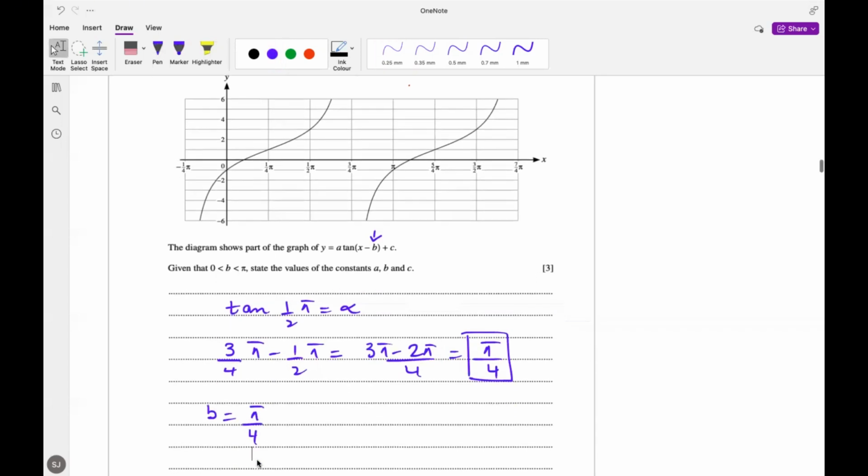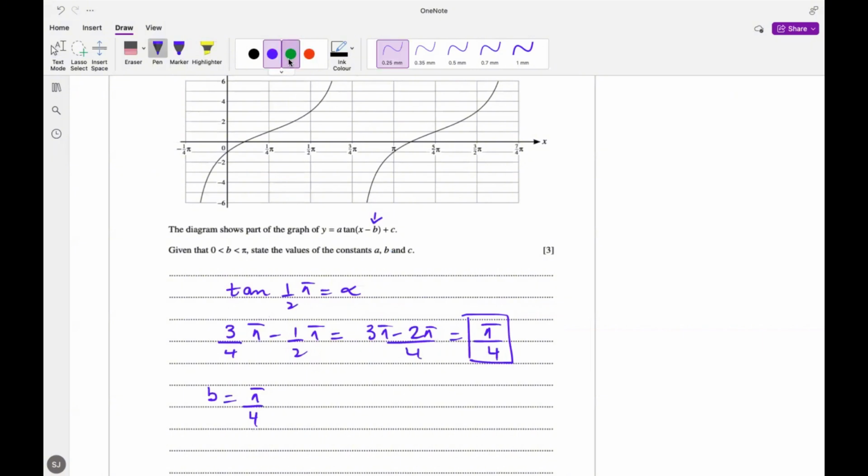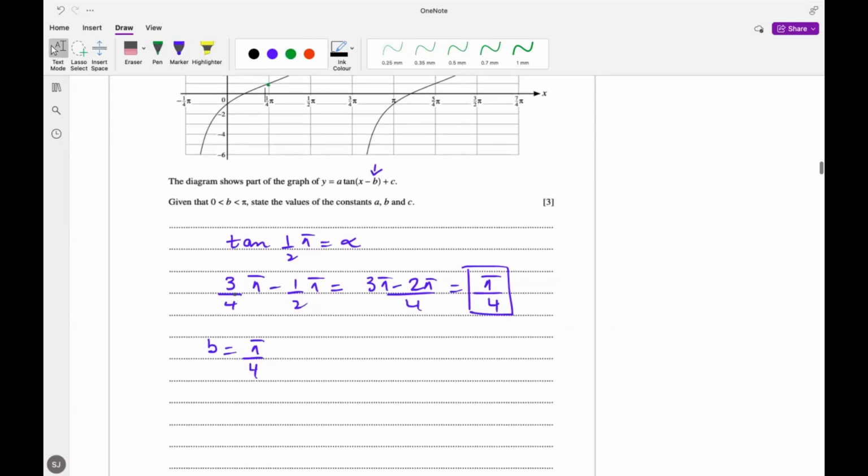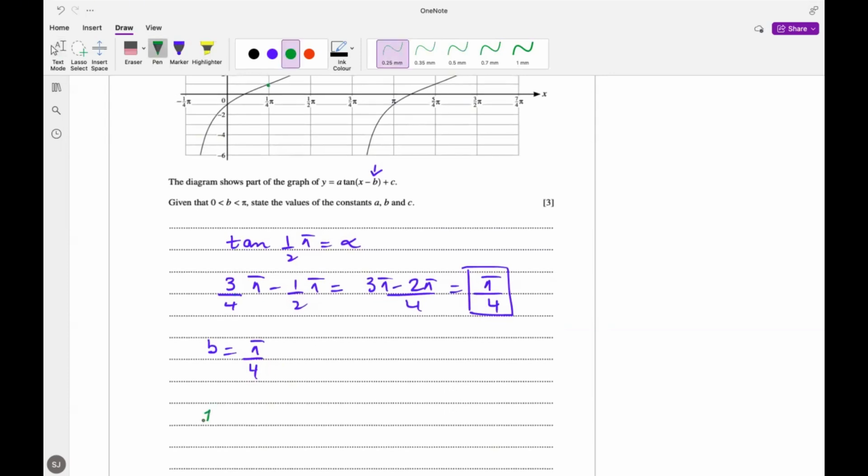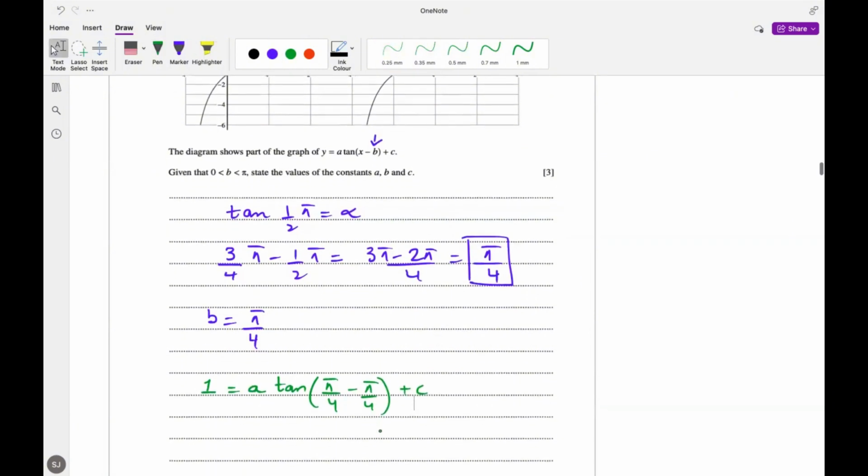To find the values of a and c, we can substitute any of these values into the equation. So let's say at x equals 1/4 pi, the value of y is 1. So we can rearrange the equation to write it as y equals 1 when, well, this is a into tan, x is pi/4. The value of b is now pi/4 as well, plus c. So tan(pi/4 minus pi/4) is tan 0, which is 0. So 0 plus c will be equal to 1, and c will be equal to 1.